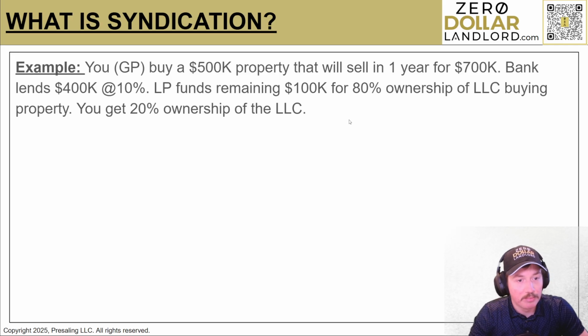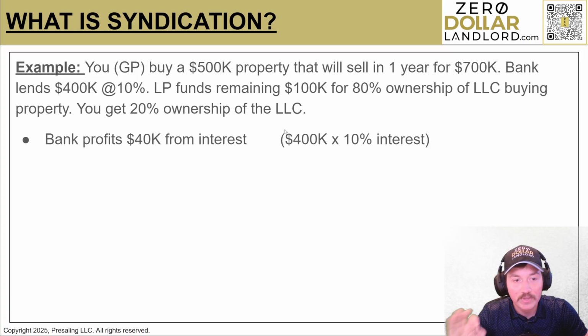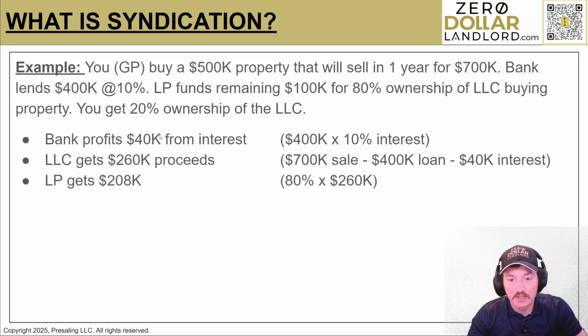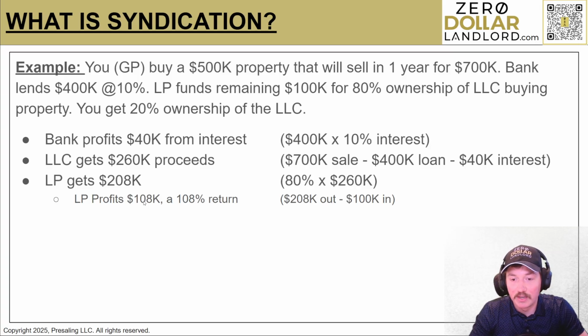So you have 20% ownership of the property. Let's just say that's the deal you struck with the LP. If that were the case, then the bank would profit about $40K, and then the LLC, which is you and your LP, they get $260K. So that's the profit basically minus the interest. Hopefully we're tracking so far. So the limited partner is going to get $208K because that's 80% of the profit and 80% of the ownership. Right? Again, the LP right here has $100K in for 80% ownership. So the LP would get 80% of all possible proceeds, which is a $108K return. So it's 108%, right? So that's actually a pretty good deal for the LP. They're doubling their money, assuming it goes 500 to 700K.